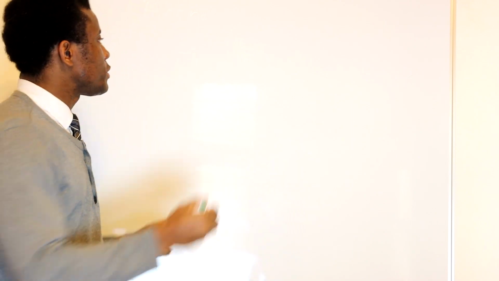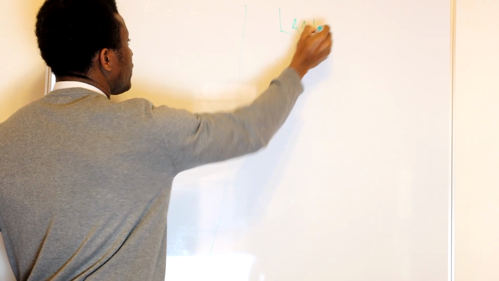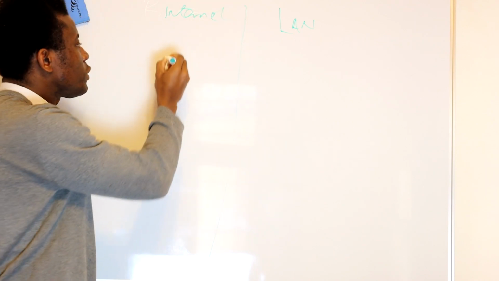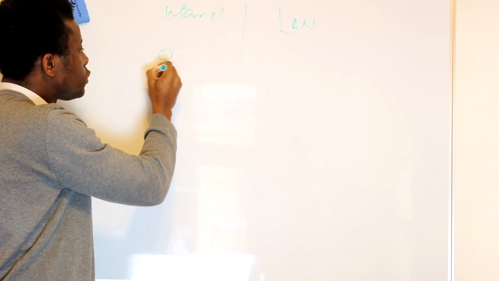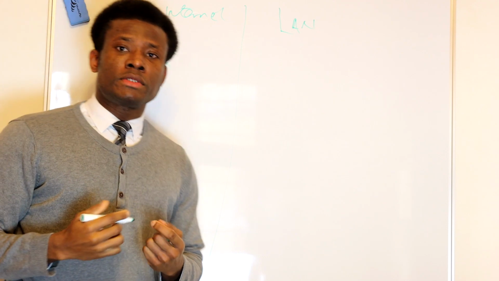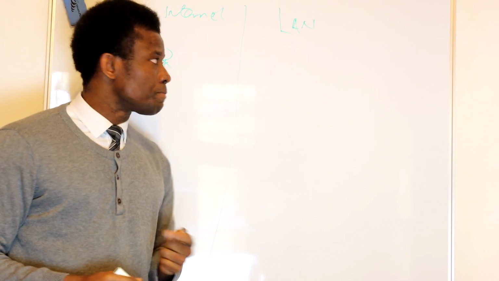So let me try to draw a schematic diagram. This is a line. Here you have your LAN, your local network, and here you have the internet. And there is someone right here trying to access your network. Now we are talking about Zuul API Gateway, in terms of microservices.